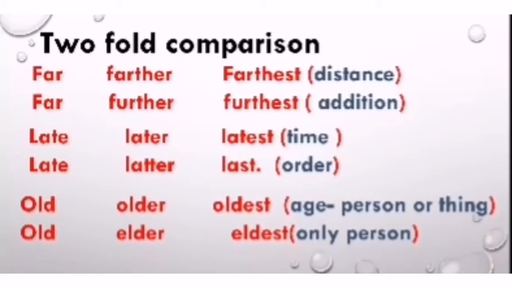Next, old, older, oldest; old, elder, eldest. I know all of you know about it. The difference also is clear now. Old, older, oldest is used whenever we want to use it for a person or thing. But when we are to suggest age difference or the elderly people within a family, we must use elder and eldest only. So old and oldest, older and oldest is for persons as well as things. Elder and eldest only for persons, and that also especially within a family.